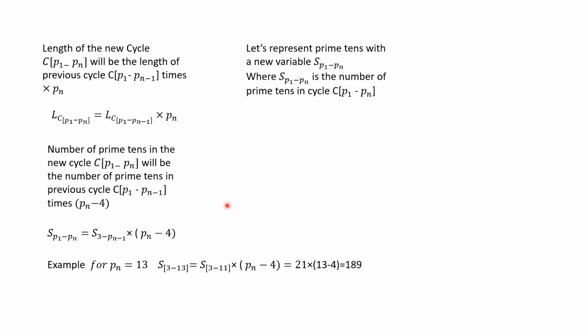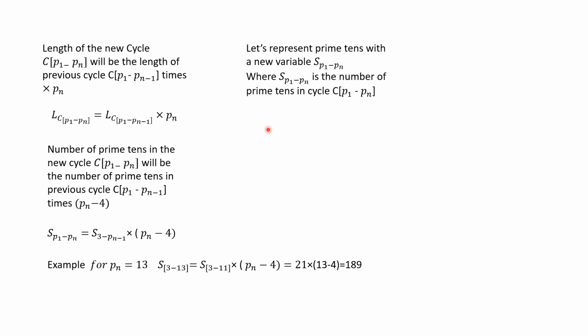For the length of the cycles, we have the following equation, this one here, that is the length of the previous cycle, the cycle of P1 through Pm minus 1, times Pm. That will form the length of the cycle P1 through Pm, right? So we have this equation here. This is the length of the new cycle, and this is the length of the previous cycle times Pm.